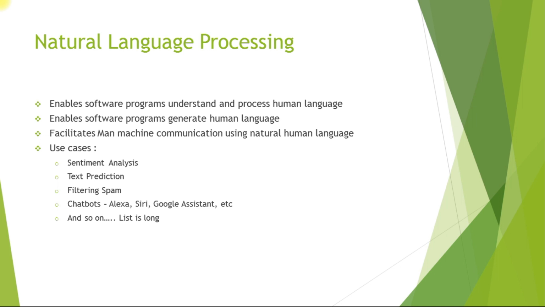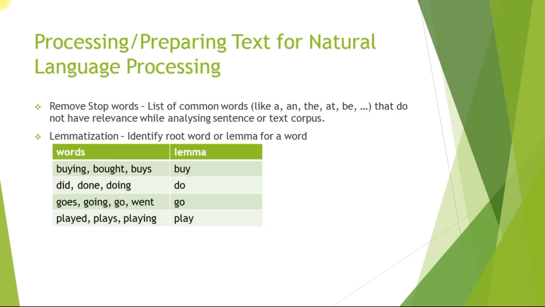A few of the use cases are sentiment analysis. The best example of sentiment analysis is Twitter analysis. We have a lot of tweets on a Twitter handle, and we can perform an analysis and predict which are the positive tweets and which are the negative tweets. A few other applications are text prediction. We can filter spams in emails. Chatbots are nice examples of natural language processing. We have chatbots for Alexa, Siri, Google Assistant. These are all excellent examples of some of the best chatbots available in the industry today, and so on. The list is long.